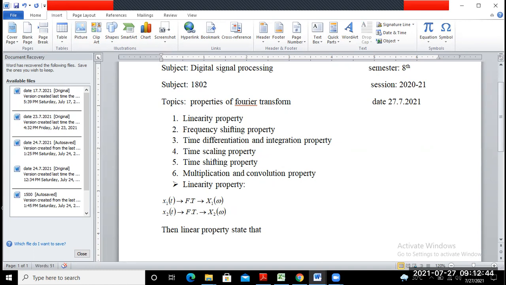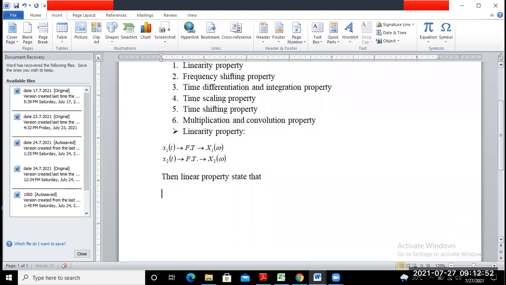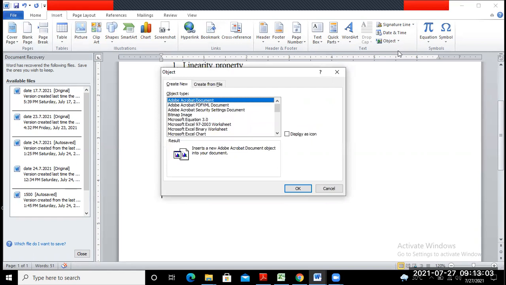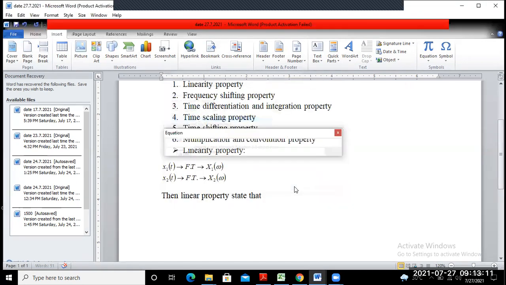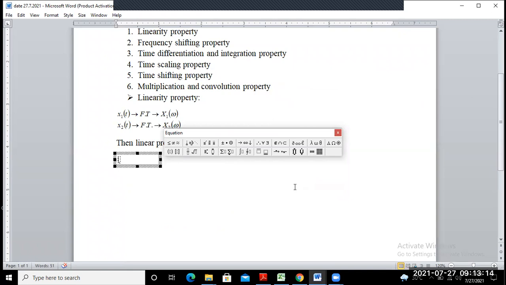a1 x1(t) plus a2 x2(t) has the Fourier transform represented by a1 X1(omega) plus a2 X2(omega). That means the individual Fourier transforms of x1 and x2, that is X1(omega) and X2(omega), are summed. Here a1 and a2 are constants.